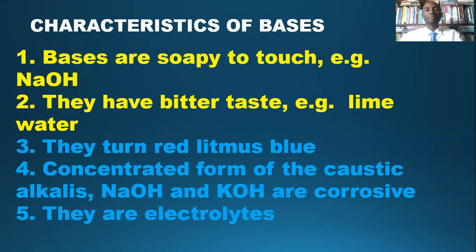Number one, bases are soapy to touch. When you touch a base, it's soapy. Number two, they have a bitter taste. We said before that acid has a sour taste, but base has a bitter taste, for example lime water. Number three, a base turns red litmus paper blue, but acid turns blue to red. When you put red litmus paper in a basic solution, it will turn the red litmus blue. It has an effect on red litmus, but not on blue litmus.